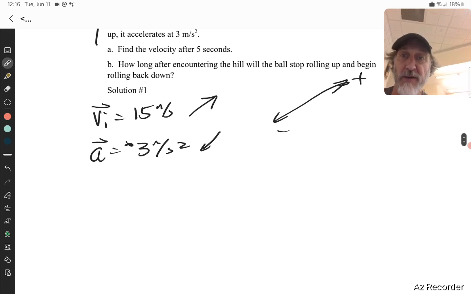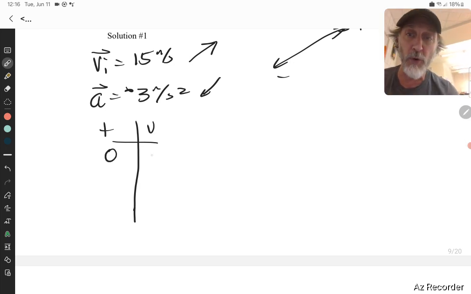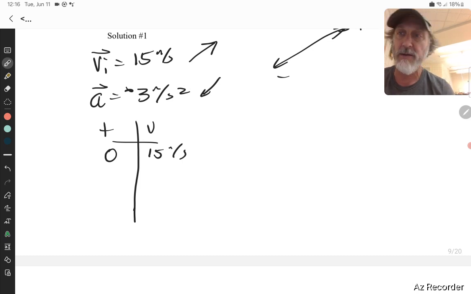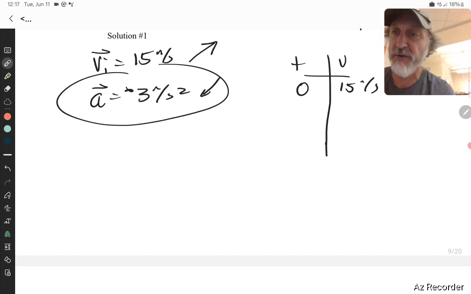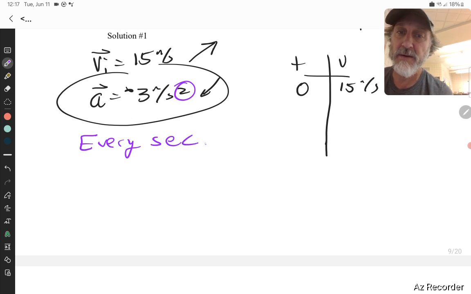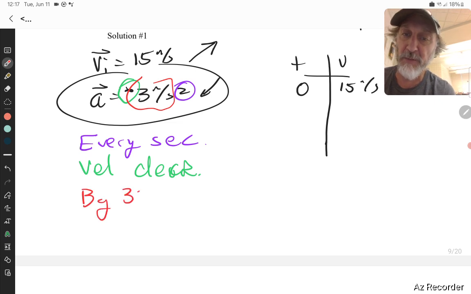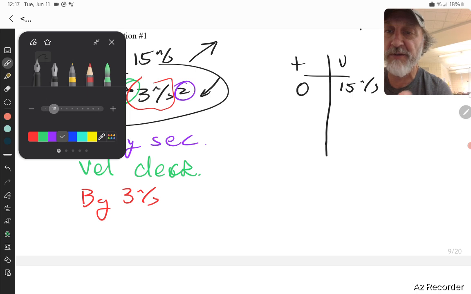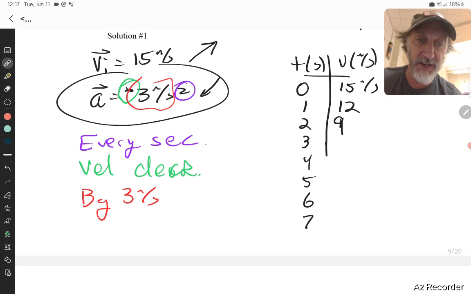Let's find our velocity after 5 seconds. I'm going to make a little table, which is how I want you doing this on the homework. Time, velocity. At time zero, when we first rolled the ball up the hill, it was going up at 15 meters a second. Sorry, this is not going to give me enough room. According to this, every second our velocity is going to decrease by 3 meters per second. Let's fill in this little chart. After 1 second, the velocity is going to be 12. After 2 seconds, it's going to be 9. Let's put meters per second up here and seconds here so we don't need to label them all. 3, 4, 5, 6, 7, 8.